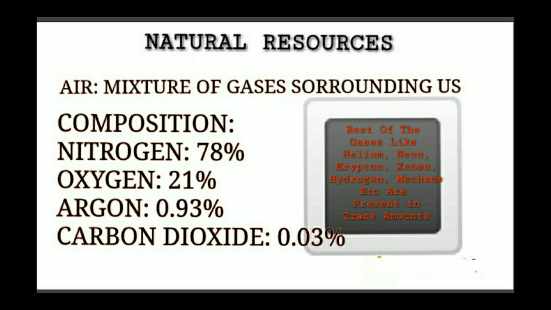It roughly contains 78% nitrogen, 21% oxygen, 0.93% argon, 0.03% carbon dioxide, and it also contains other gases like helium, neon, krypton, xenon, hydrogen, methane, and oxides of sulfur and nitrogen, etc. All these gases are present in very trace amounts, in very minute quantity in the atmosphere.